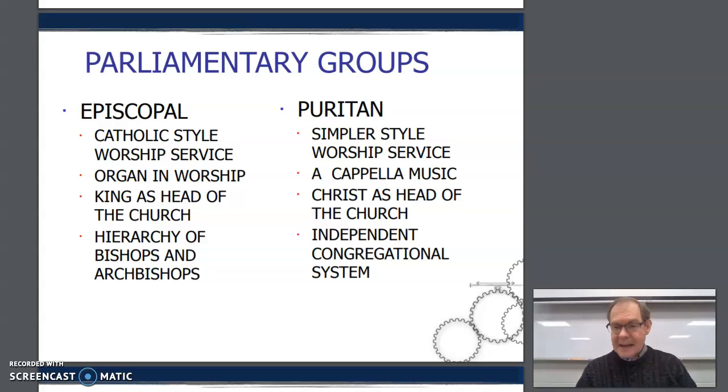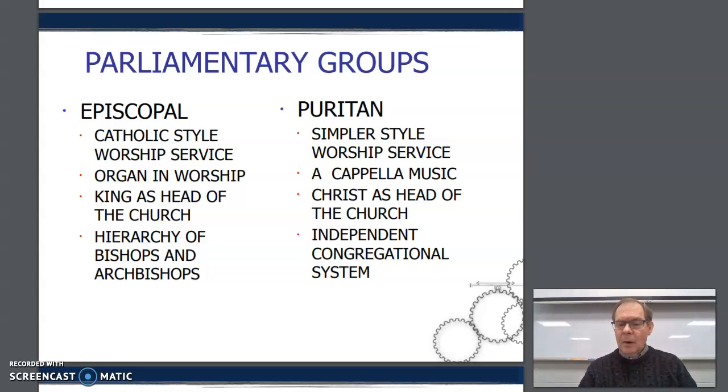So Parliament was split during this time between the traditional Anglicans, or the Episcopal group, and the ones who wanted to reform the Anglican Church and make it even less Catholic than it already was, and they were known as Puritans. The Episcopals rather favored a traditional Catholic-style worship service. They had the mechanical instrument of music in worship. They saw their monarch as the head of the church, since they did not acknowledge the Pope in Rome, as the Catholics did, as the head of the church. And they still had the traditional Catholic-style hierarchy of bishops and archbishops.